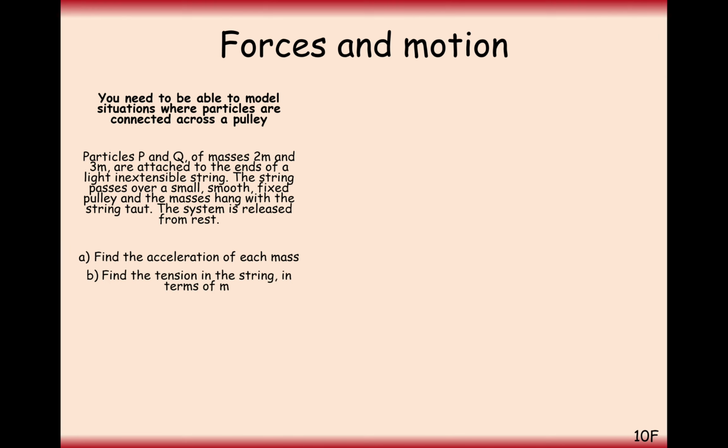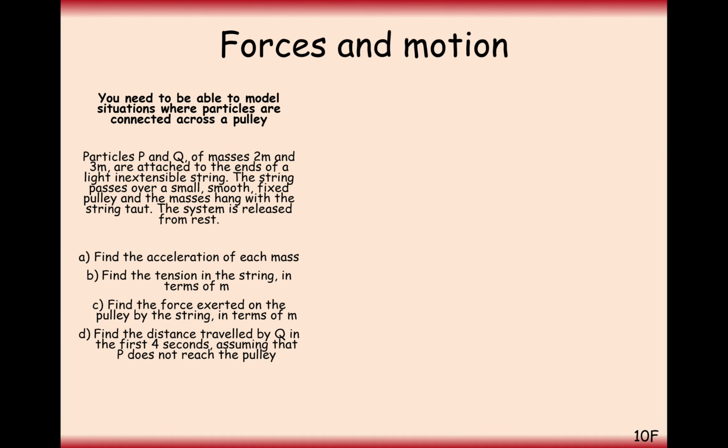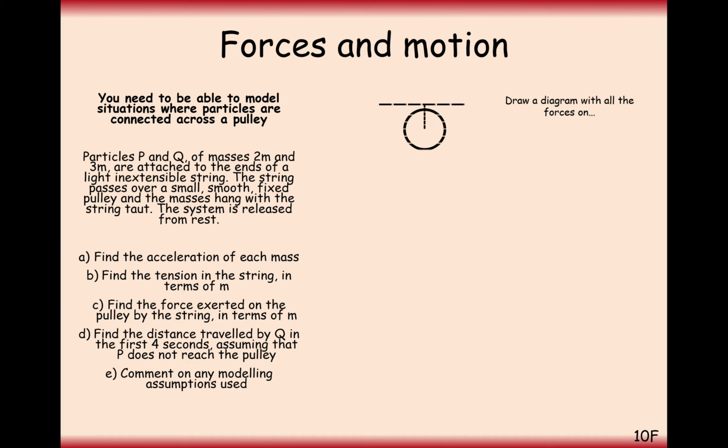Find the acceleration of each mass, find the tension in the string in terms of m, and the force exerted on the pulley by the string in terms of m as well. Find the distance travelled by Q after the first 4 seconds, assuming that P does not reach the pulley. So that is probably going to link in with SUVAT at some point. Let's have a look at the diagram.